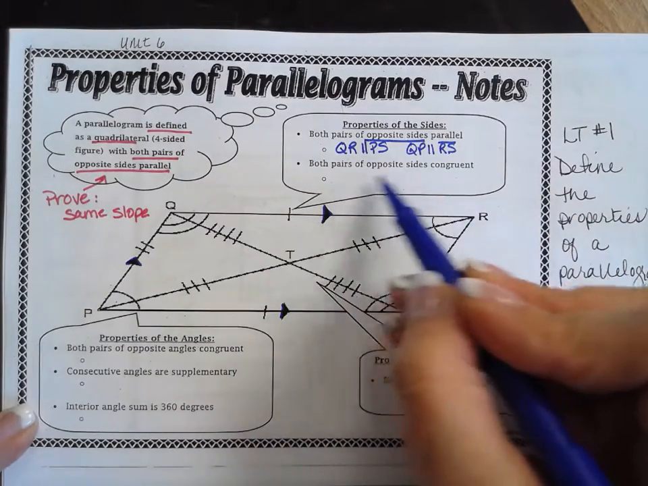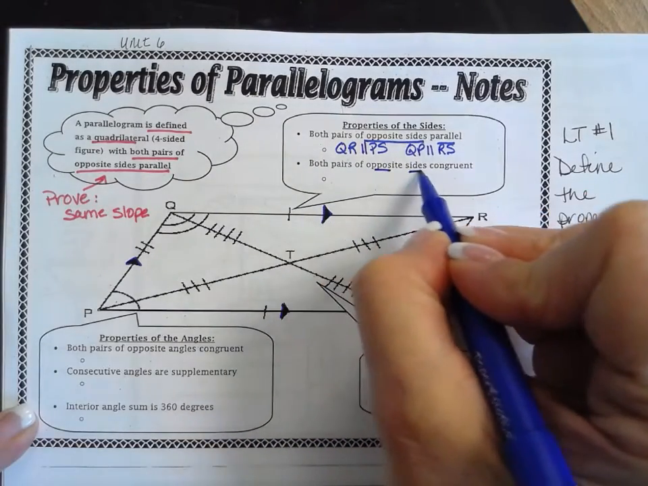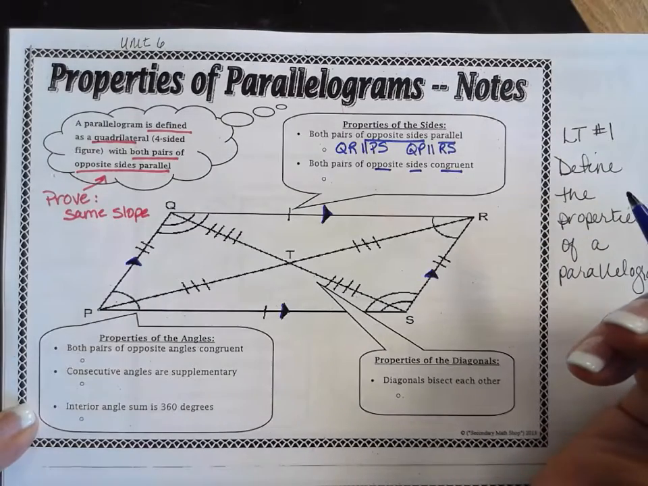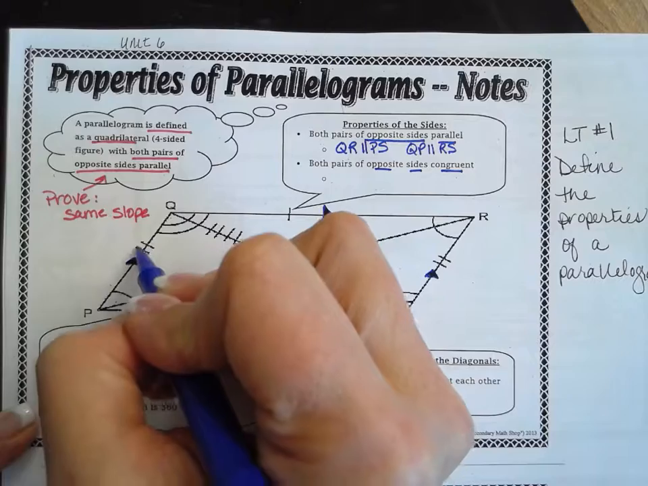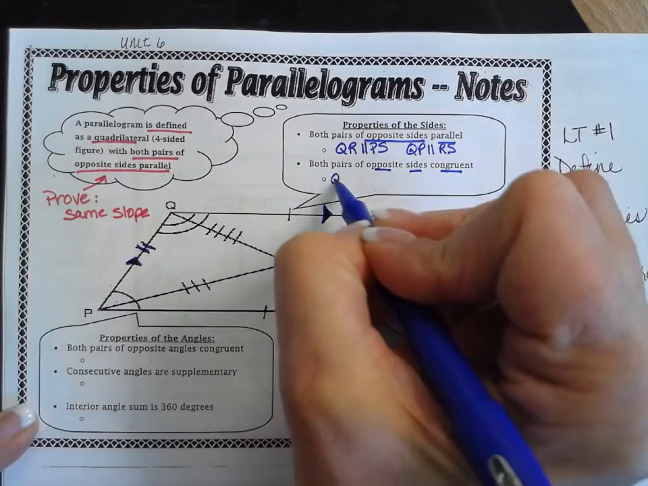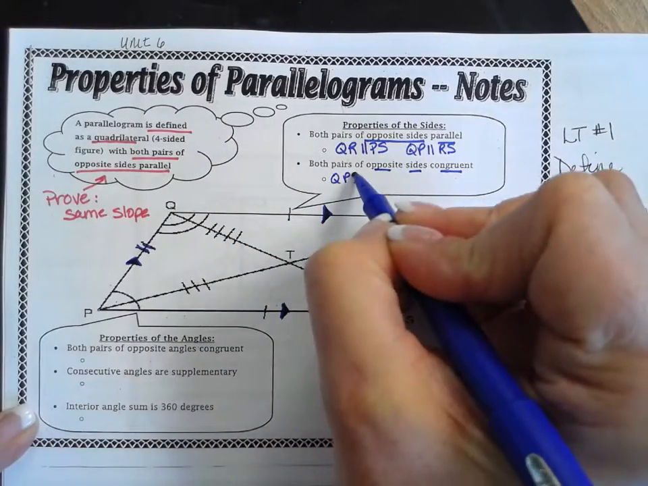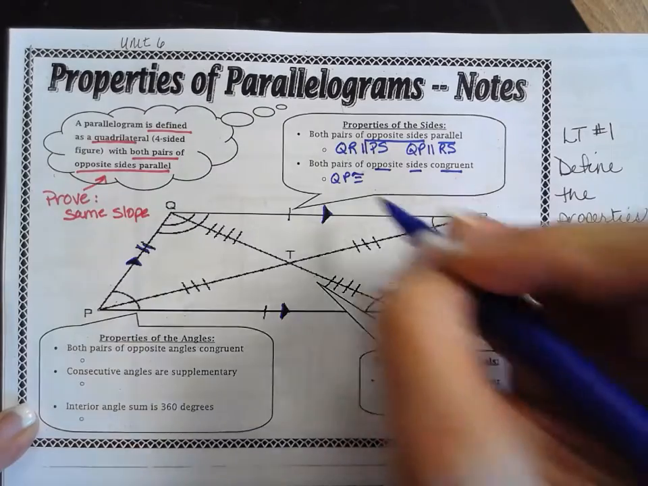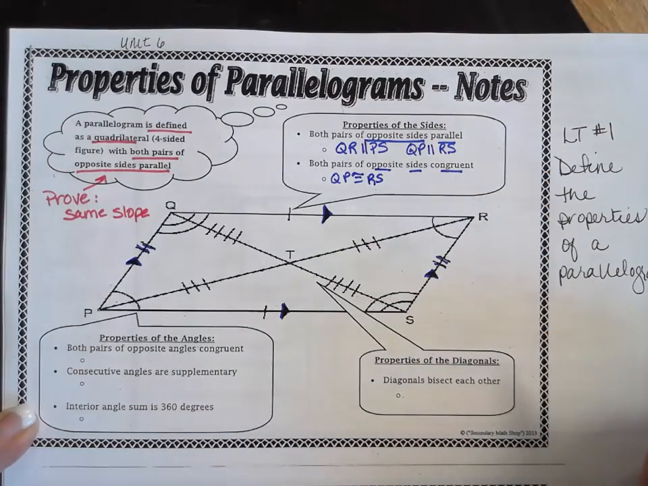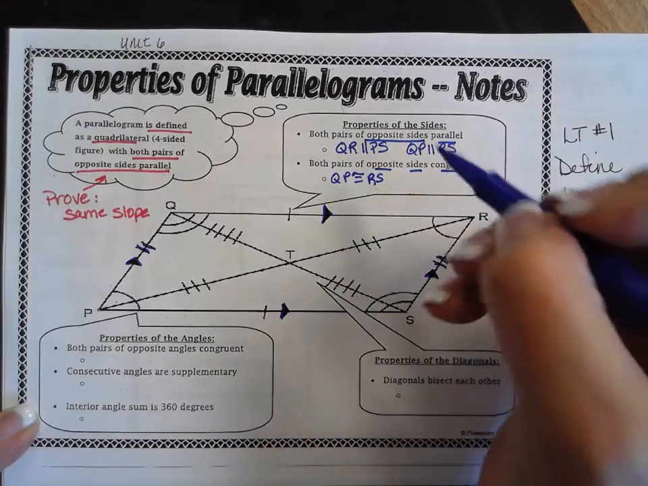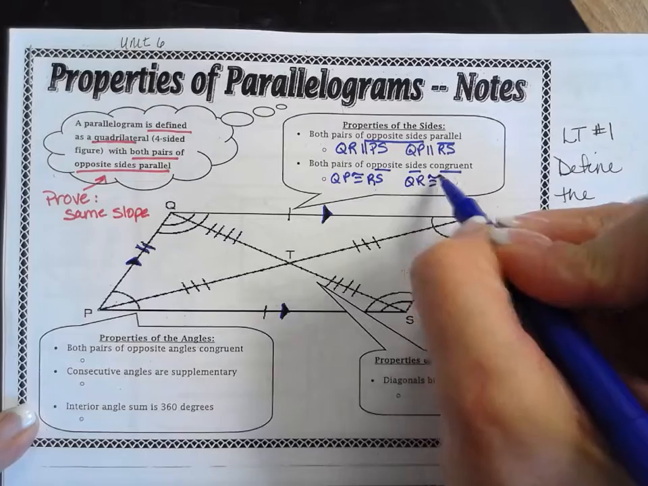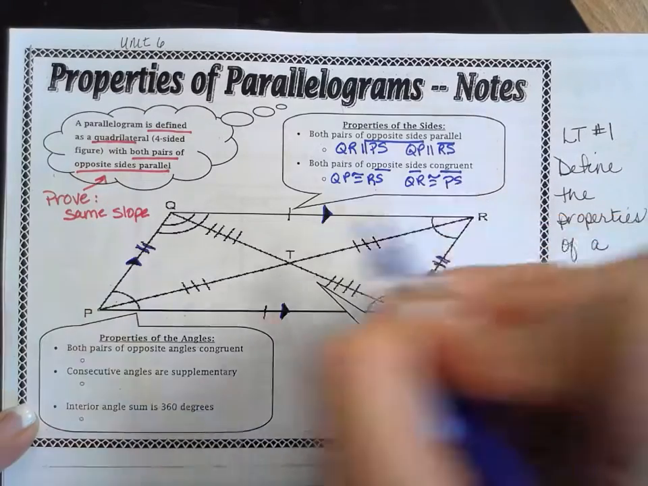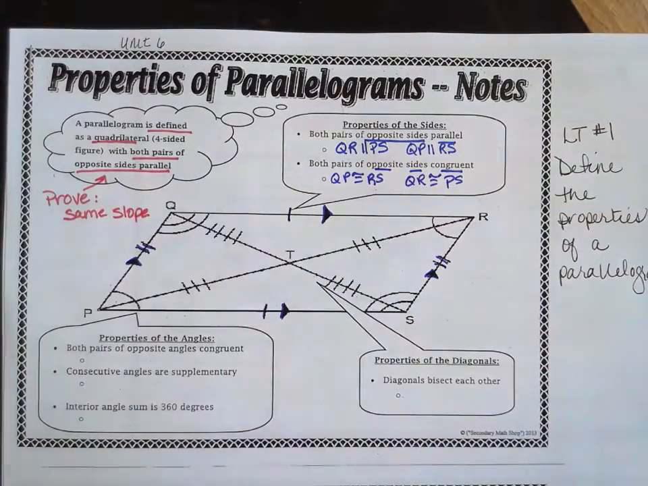Okay, both pairs of opposite sides are also congruent. That's going to mean that QP is congruent to RS. And then we have QR is congruent to PS.